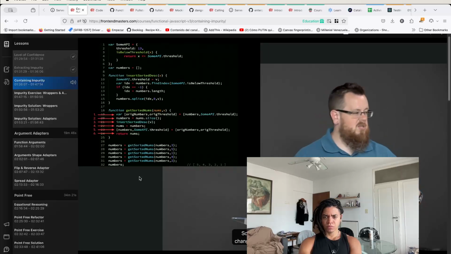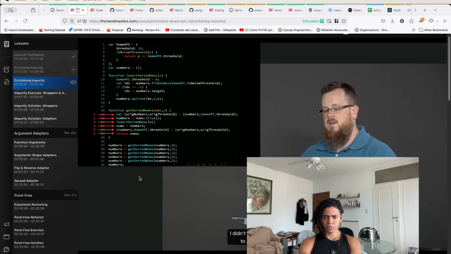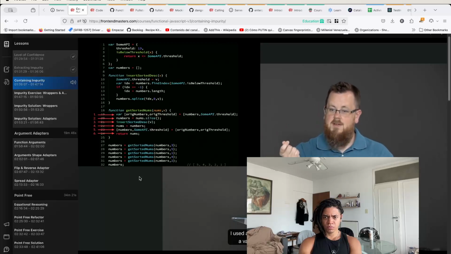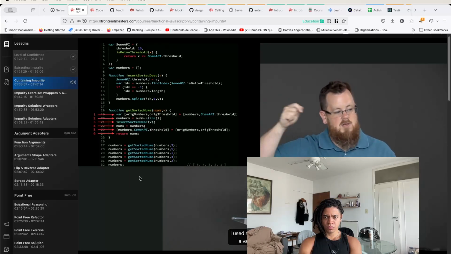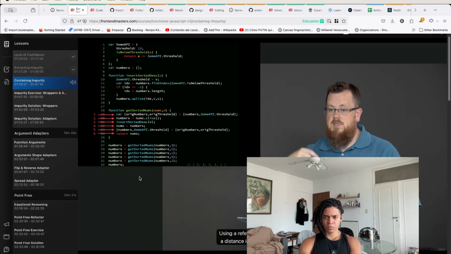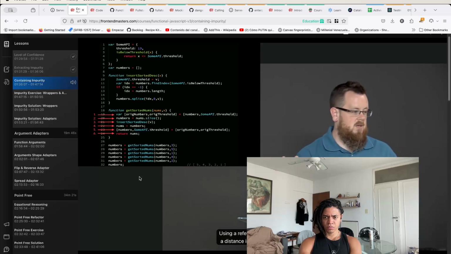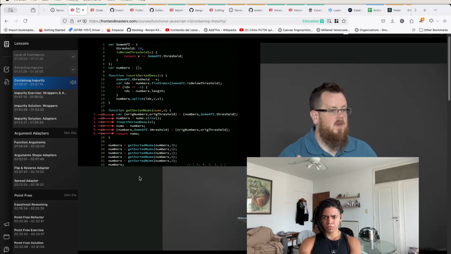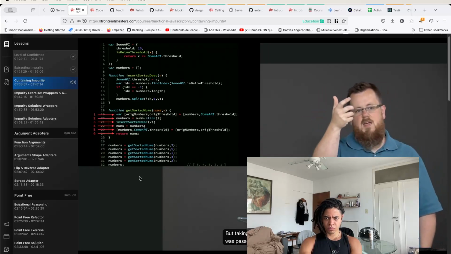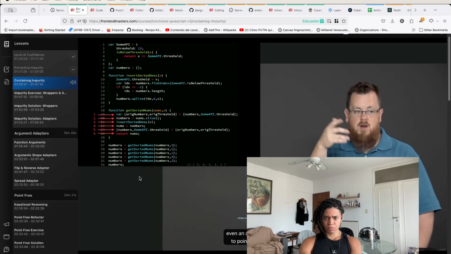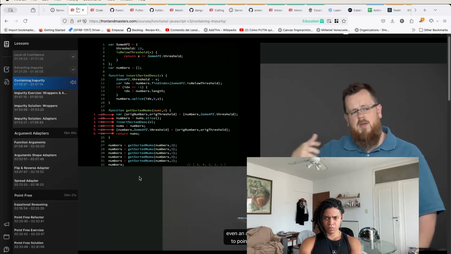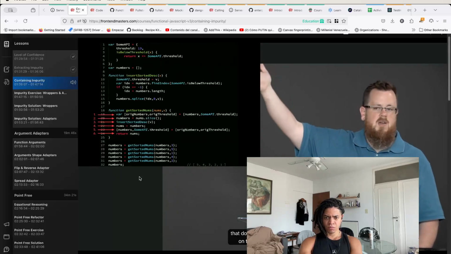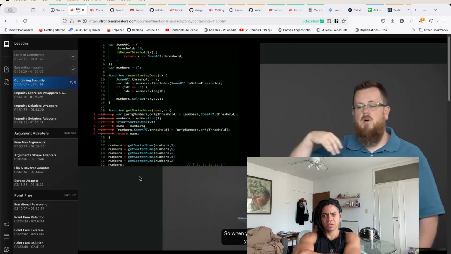So I'm not actually changing the parameter. I didn't reassign the parameter to a different value. I used a reference to mutate the value of a distant object. Using a reference to mutate the value of a distant object is absolutely a side effect. That's the whole reason we wanted to avoid the numbers splicing. But that is definitely a side effect. But taking a parameter that, say, was passed in as a value like 4 or even an array, and reassigning it to point to a different value, that doesn't have any effect on the outside.